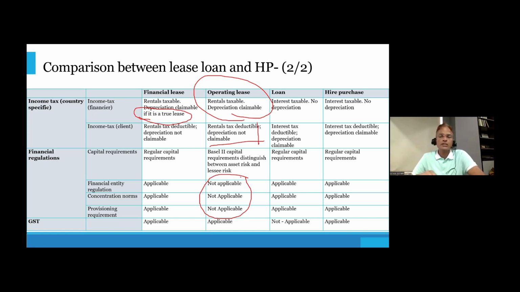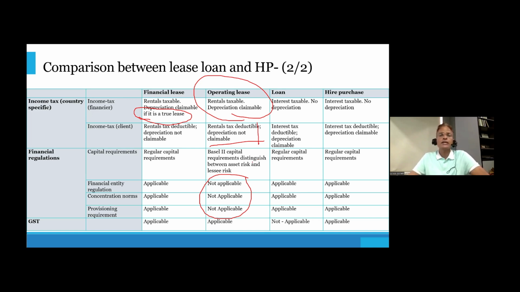income out of operating leases will not be subjected to the typical RBI norms of concentration, provisioning, or income recognition. I'm not saying there are no norms at all. I'm not saying that you are free from provisioning or income recognition completely, but the typical norms of reversing the income, making a provision for non-performing assets, etc., that's not applicable to operating lease because it's more like an asset-based transaction rather than a financial transaction.